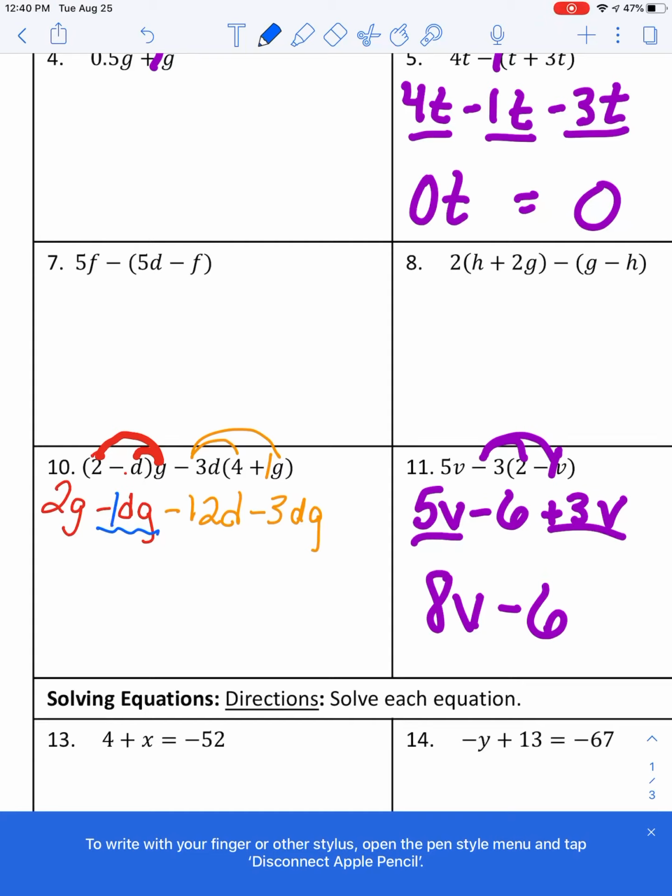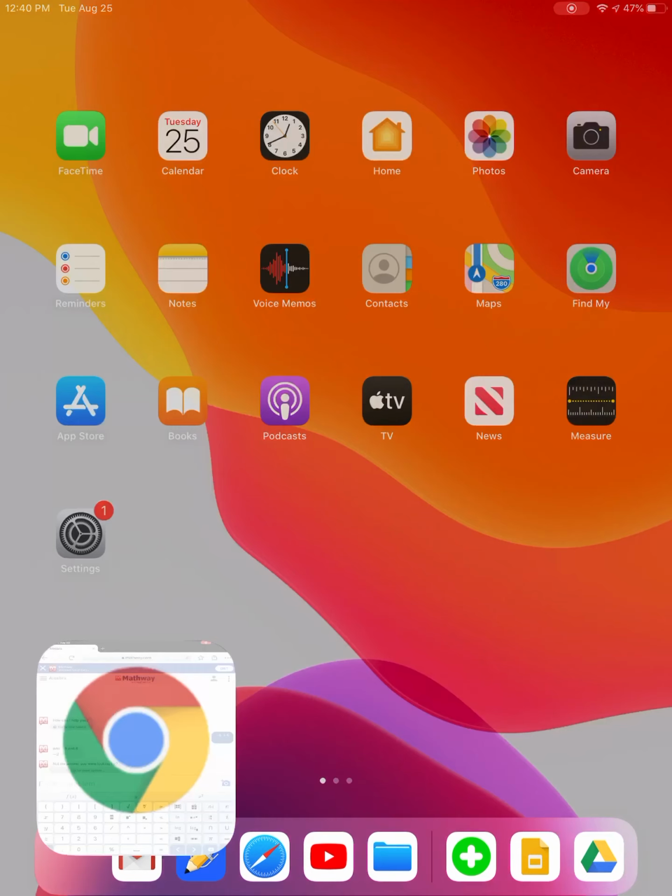There's a 1 there, and this one here, because they both have a d and a g. The other 2 are not like terms. So for my final answer, I'm going to carry down the 2g. I'm going to do a negative 1 with a negative 3. Negative 1 minus 3. Let me show you how Photomath works on Chrome.